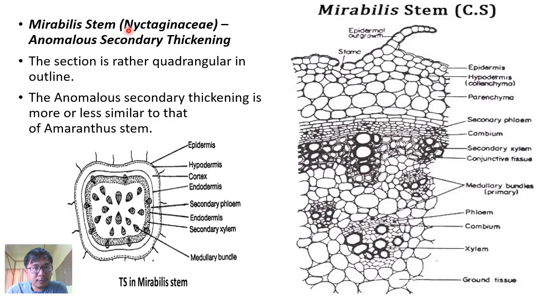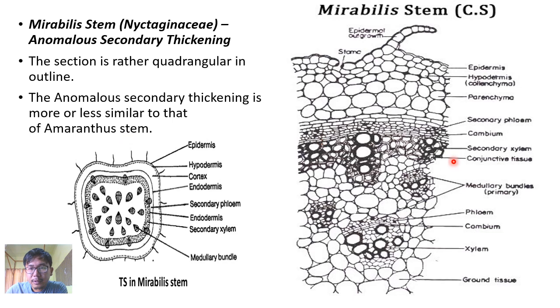Mirabilis stem belongs to the family Nyctaginaceae. It shows anomalous secondary thickening. The section is rather quadrangular in outline. If you look here, this is the TS of Mirabilis jalapa. It looks quadrangular, that means four sides: 1, 2, 3, 4. The anomalous secondary thickening is more or less similar to that of the Amaranthus stem.